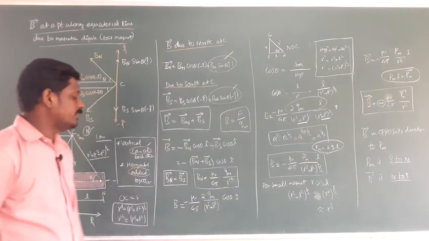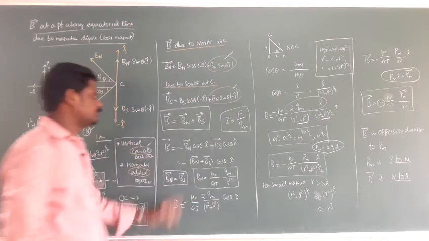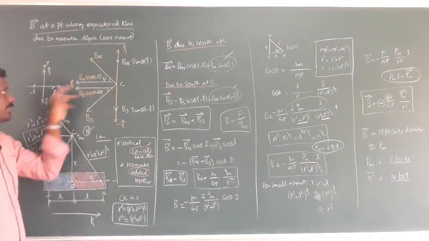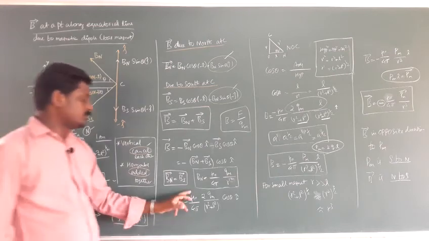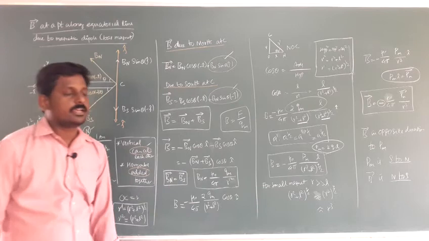Then we need to find cos theta. So mu 0 by 4 pi. What is the negative sign? That is in the negative direction, that is minus i cap. So minus mu 0 by 4 pi, 2 Qm by (r square plus l square) cos theta i cap.